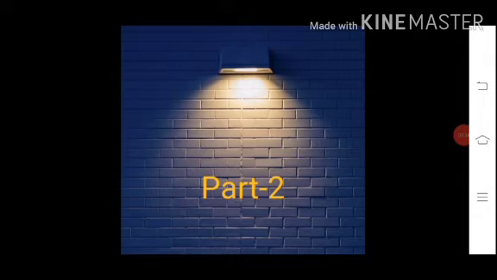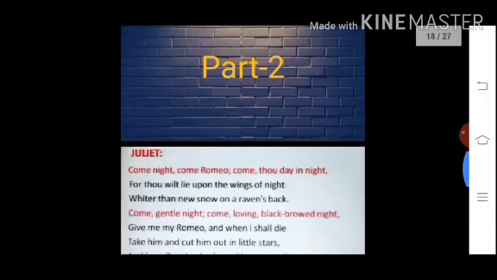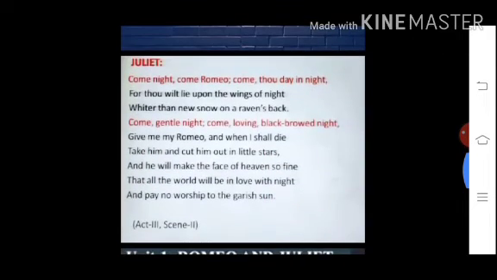Now, let's take part 2. The next monologue we have is where Juliet waits for her husband Romeo. She is eagerly waiting for the night to come. She stands on the balcony.